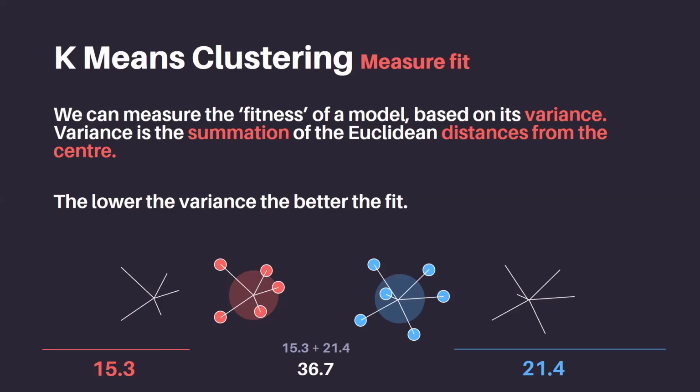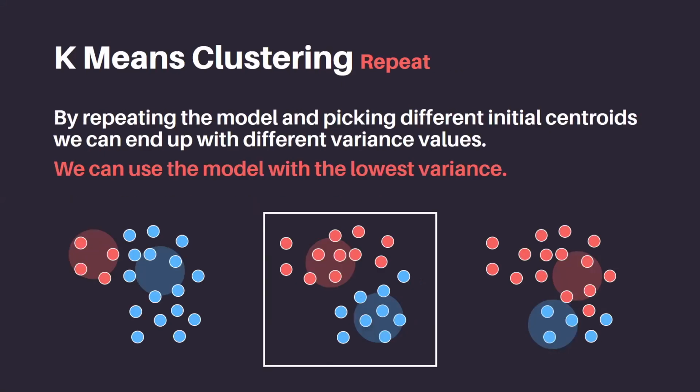I repeat the process for the blue group. Turns out they're 15.3 units, or arbitrary units. I add up the variances for each group and I find out that this model has a 36.7 variance. If we repeat this process with the different outcomes we created for the different initial centroids, then we can eventually pick the model with the lowest variance. This is the best model.